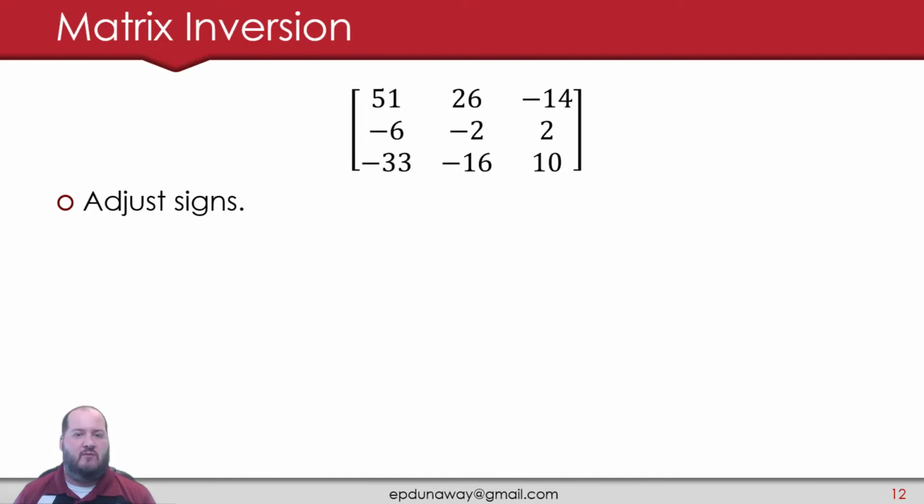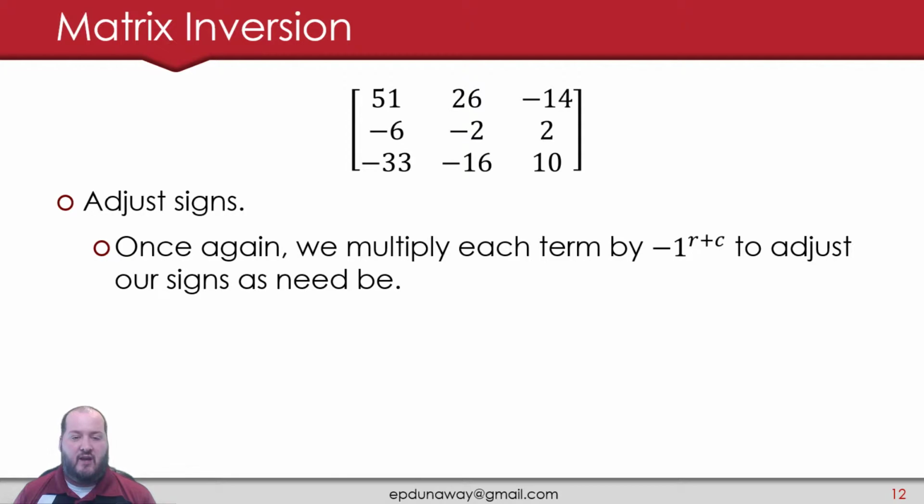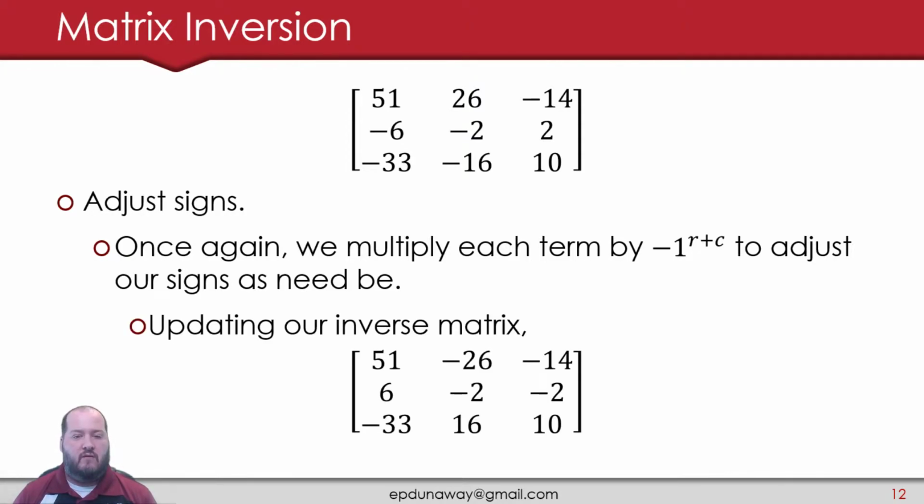Okay, next we need to adjust the signs. And again, we do the same thing. We do negative 1 to the r plus c power, and we adjust our signs. We go through that, we get our new matrix. So 51 gets multiplied by 1, doesn't change. 26 becomes negative 26 because it's multiplied by negative 1. Negative 14 doesn't change. Negative 6 gets multiplied by negative 1 and becomes 6. Negative 2 doesn't change, gets multiplied by 1. 2 gets multiplied by negative 1 and becomes negative 2. Negative 33 doesn't change, it's multiplied by 1. Negative 16 becomes 16 because it's multiplied by negative 1. And 10 doesn't change because it's multiplied by 1.